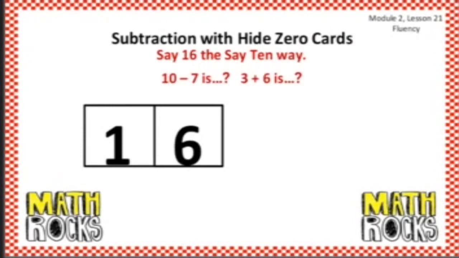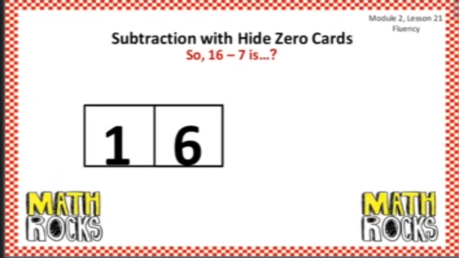Say 16 the say 10 way. That will be 10 6. Now we are taking out 7. So 10 minus 7 is 3. 3 plus 6 will give us 9. So that means 16 minus 7 is what? 9. Very good. Clap for yourself.